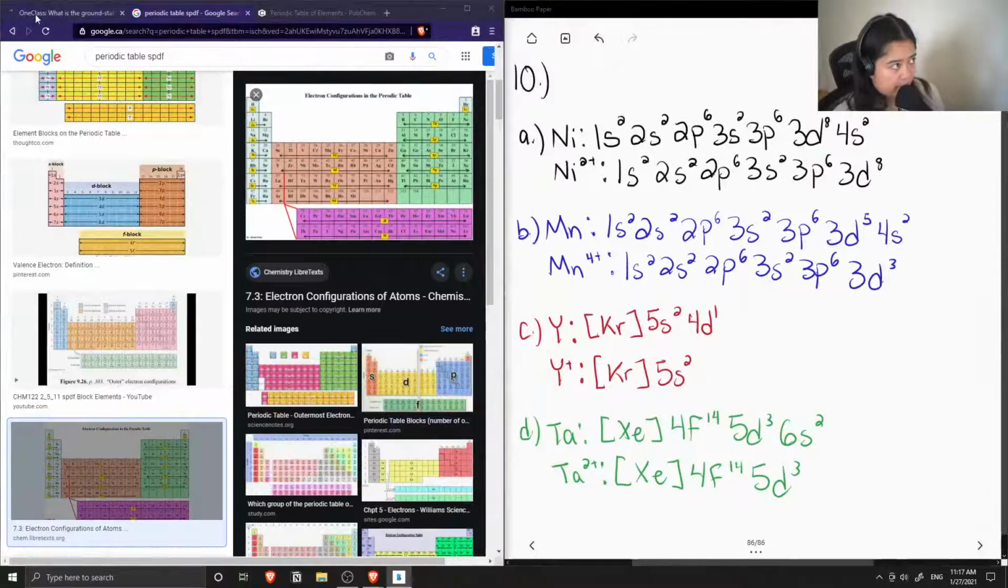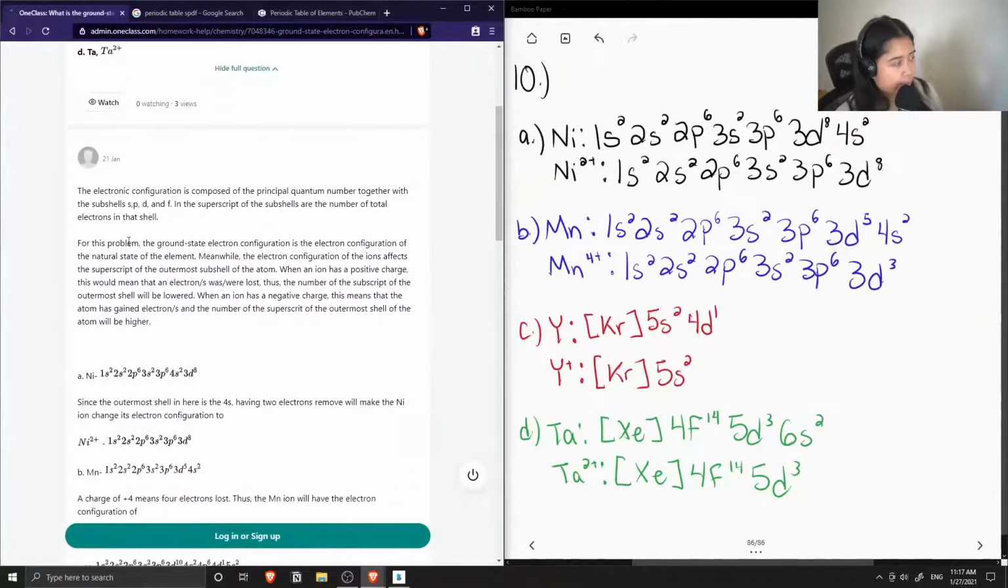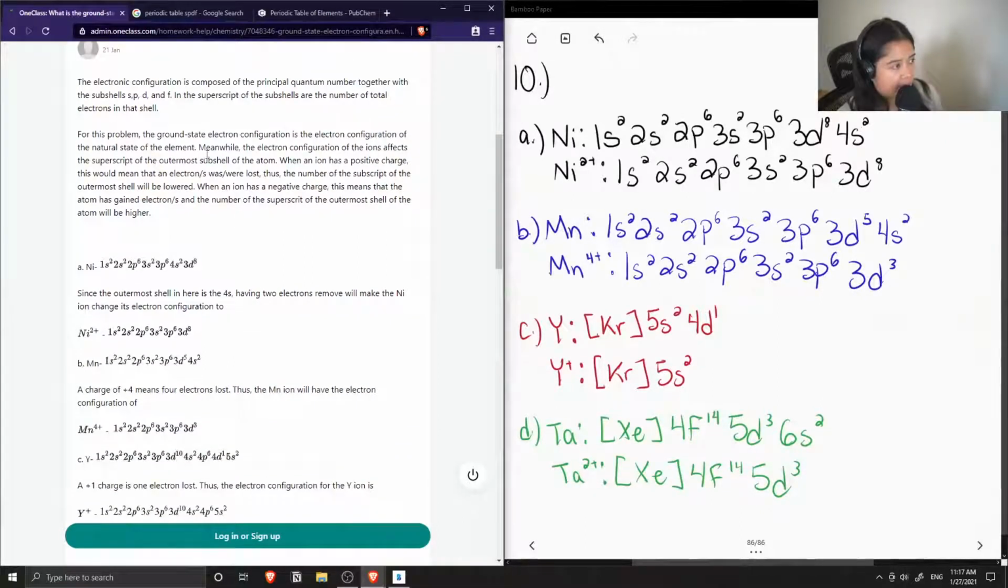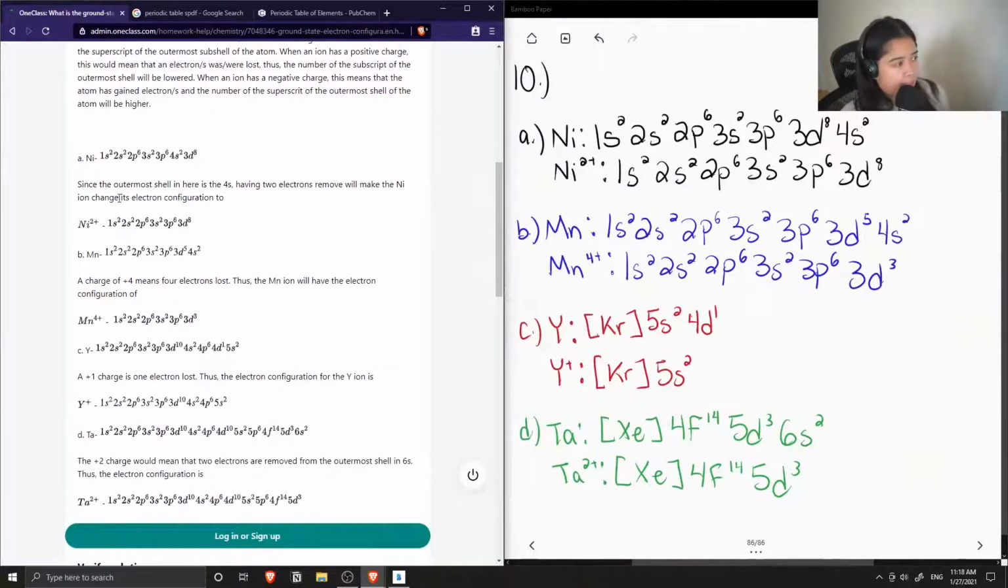Okay, so now let's see what the junior tutor said. The electronic configuration is composed of the principal quantum number together with the subshells s, p, d, and f. And the superscript of the subshells are the number of total electrons in that shell. For this problem, the ground state electron configuration is the electron configuration of the natural state of the element. Meanwhile, the electron configuration of the ions affects the superscripts of the outermost subshell of the atom. So when you have a positive charge, this means electrons were lost, and when it's negative, this means they were gained. So now let's look at nickel.